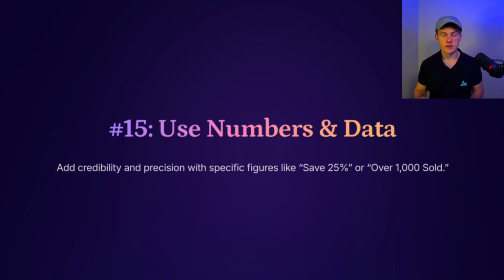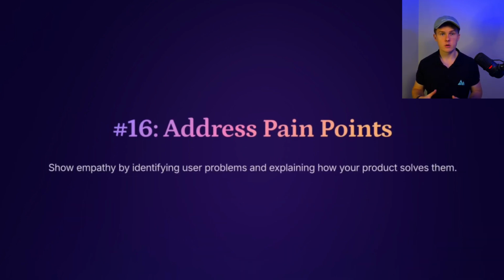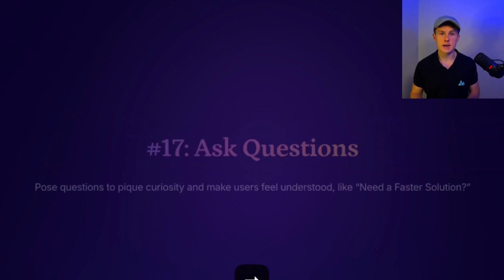Principle number 15, use numbers and data. Figures are more scroll stopping and increase your click-through rates. They also provide more credibility to any of your claims. Principle number 16, address customer pain points. What agitates the customer the most? What does buying your product help them do to overcome this agitation?